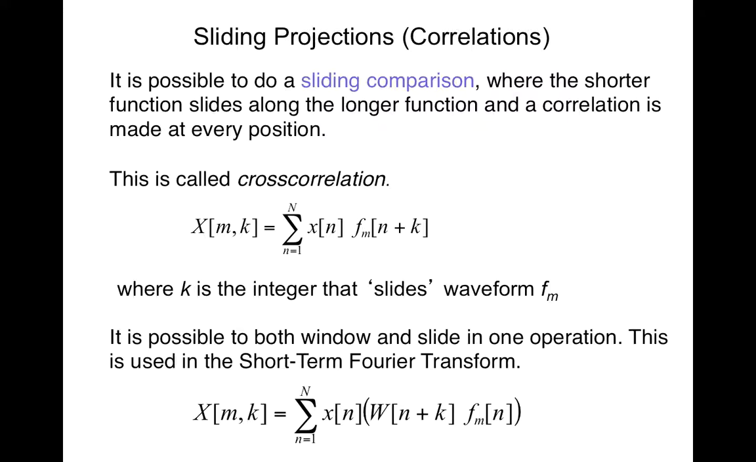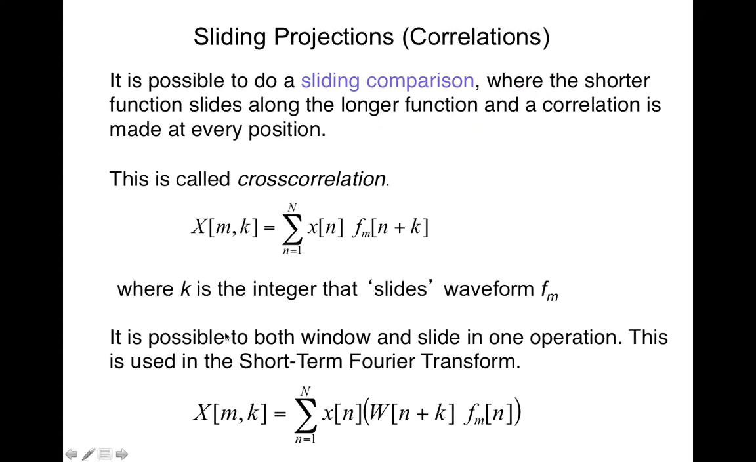So you basically have a correlation done at one position, and then you slide this function, you do a correlation at another position, and then you slide it, you do it at the third position, and so on. And so what comes out is not a single number. What comes out is a function, and that function is related to the position where the sliding window was when you did the correlation.